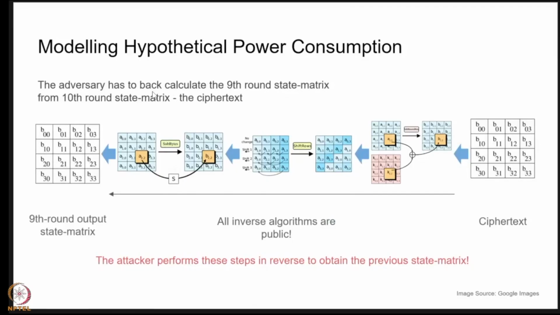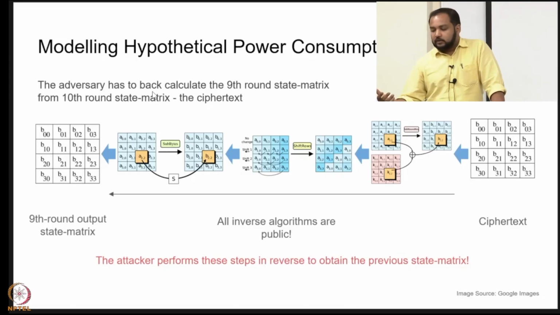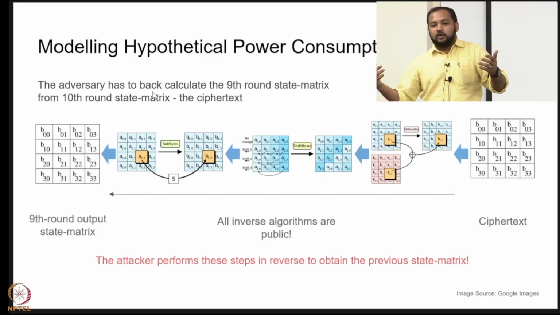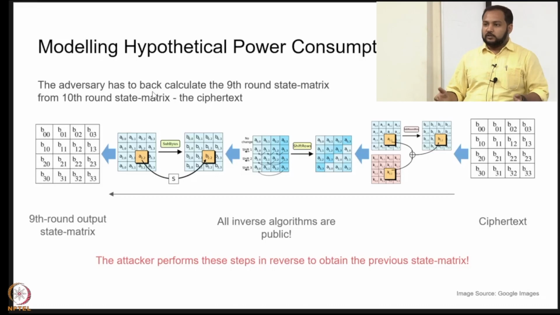So whenever we are computing the hypothetical power, it will be calculated in reverse order. Suppose we are collecting the traces based on this 9th round output. We need to calculate the hypothetical power based on whatever the output of this 9th round was. So we will be going back from the ciphertext. Suppose we feed the entire chip with 25,000 plaintexts; we will get 25,000 ciphertexts.